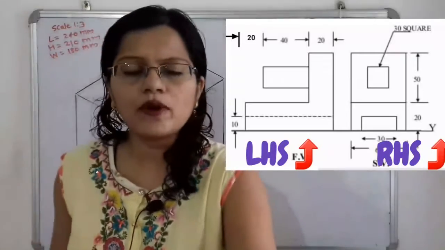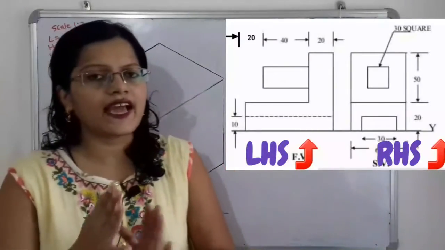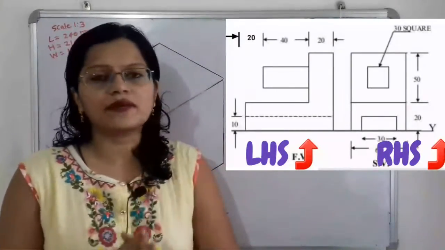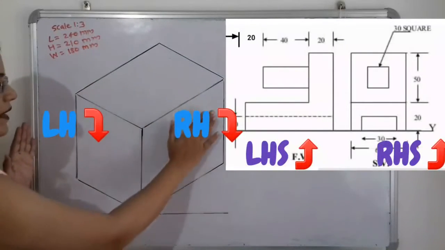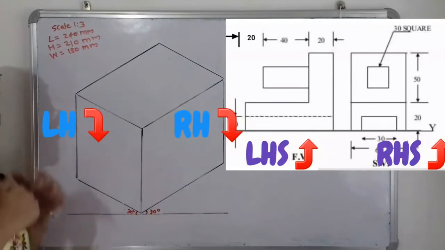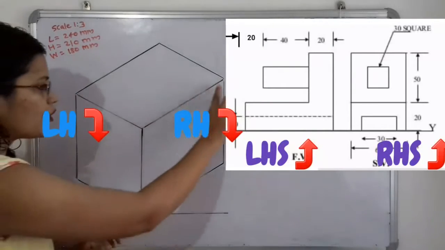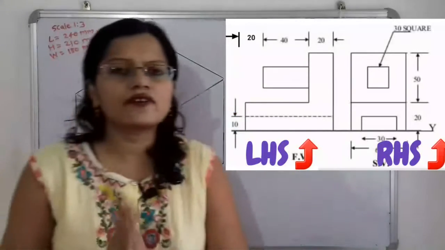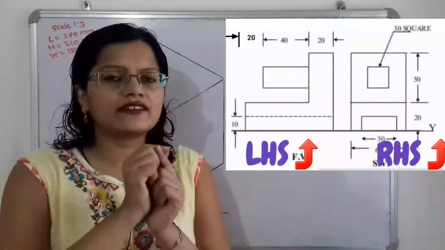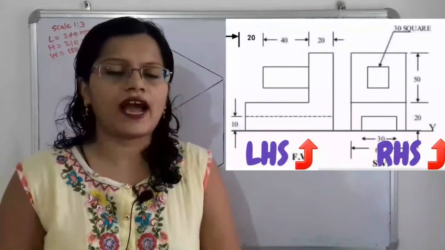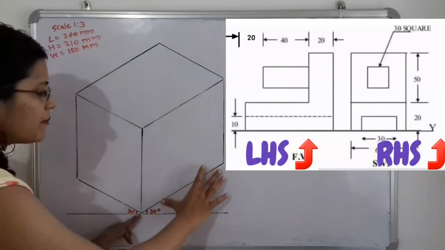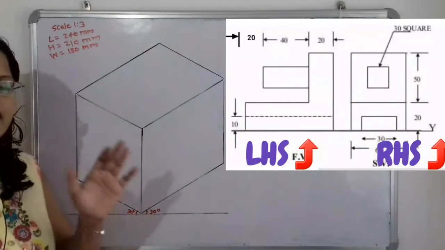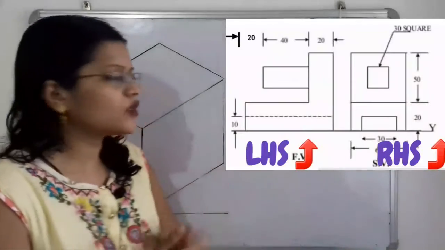Now we have to plot the front view on the right hand side of this isometric projection. Because of this vertical line, there are two parts: this is the right hand side and this is the left hand side. We have to plot the front view here. What does the front view indicate? The front view indicates the total length and total height. On the horizontal line will be the total length, and on the vertical line the total height. So what is the total length?